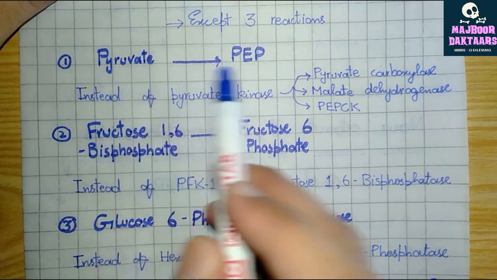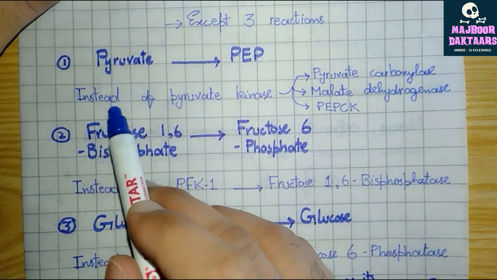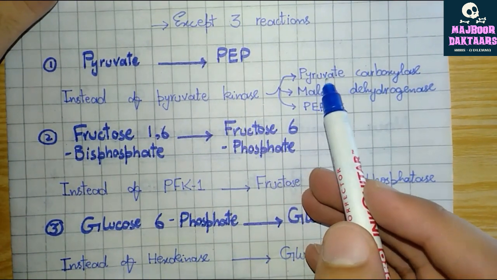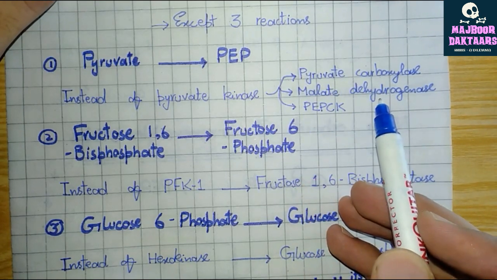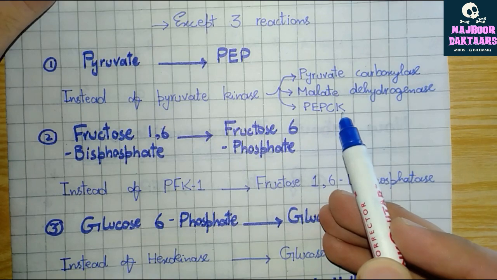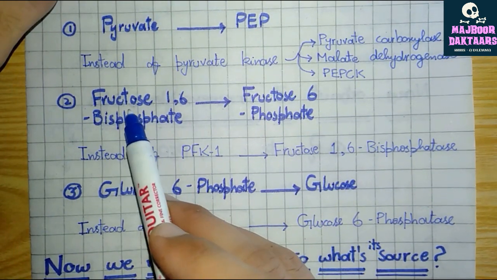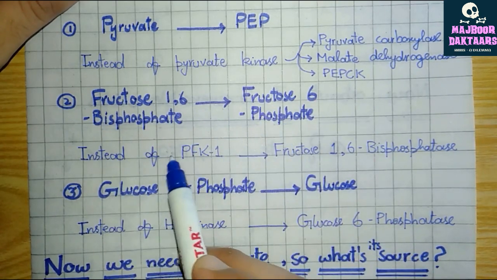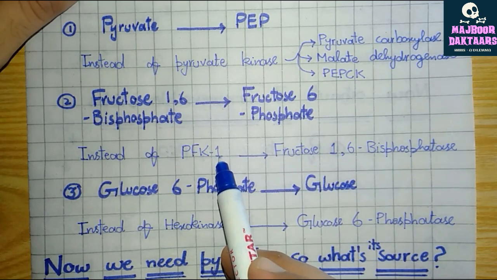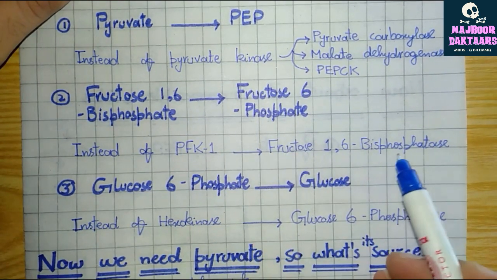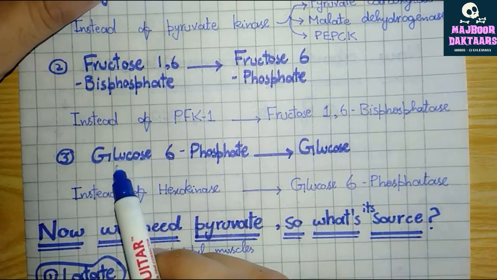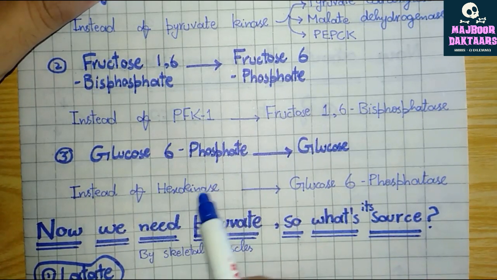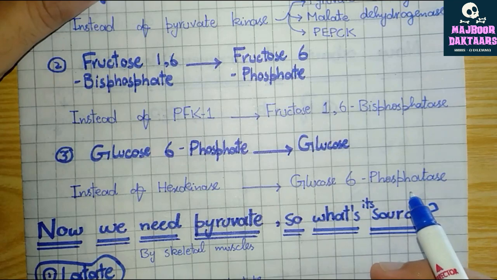So for the conversion of pyruvate to phosphoenol pyruvate, instead of pyruvate kinase which is used in glycolysis, we take the route which contains pyruvate carboxylase, malate dehydrogenase, and phosphoenol pyruvate carboxykinase. In the second reaction, the conversion of fructose 1,6-bisphosphate to fructose 6-phosphate, instead of phosphofructokinase 1 which is used in glycolysis, we use fructose 1,6-bisphosphatase. While in the third reaction, the conversion of glucose 6-phosphate to glucose, instead of hexokinase which is used in glycolysis, we use glucose 6-phosphatase in gluconeogenesis.